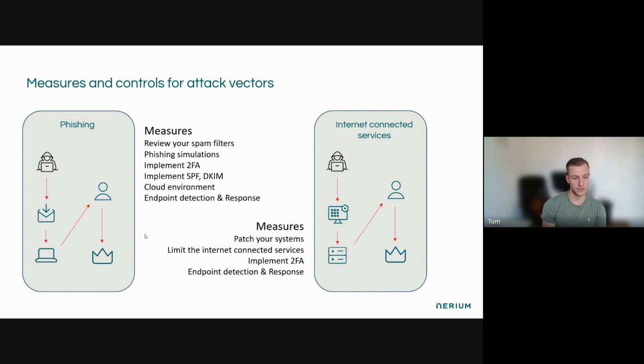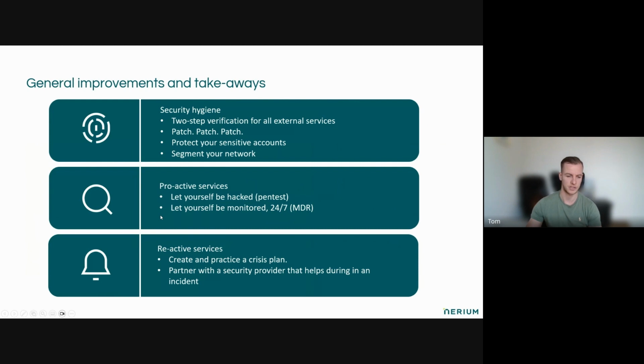Limit your services that are connected to the internet. If the service doesn't need to be connected to the internet, don't connect it. That limits your digital footprint. That also limits the attacker's possibility to gain access. Also here, implement two-factor authentication, and also here deploy an EDR, an endpoint detection and response tool, which will alert you if there's anything malicious going on on the system itself. So these are tailored to the two attack vectors that I just explained, but these are the more general ones.